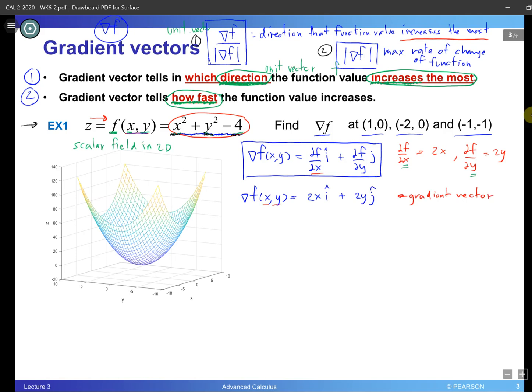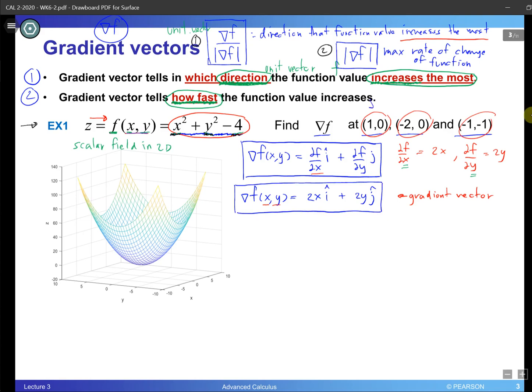So if you want to find it at 1, 0, you just plug them in. At this point, just plug them in, and same with the last one. So let's make a box around this for the complete one. This one includes the function that we have in this example. Alright, now let's find the first gradient at 1, 0.